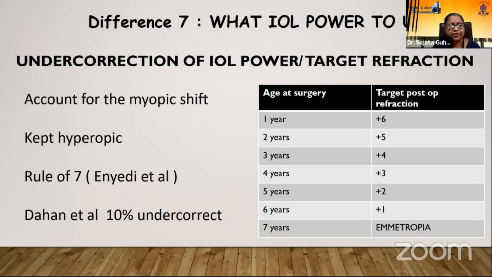What should be the target refraction? Again, there is a difference with that of adults. We aim for hyperopia in children, and we follow the rule of 7, where the target refraction and the age should add up to 7. So if the child is 3 years old, the target refraction should be 4.